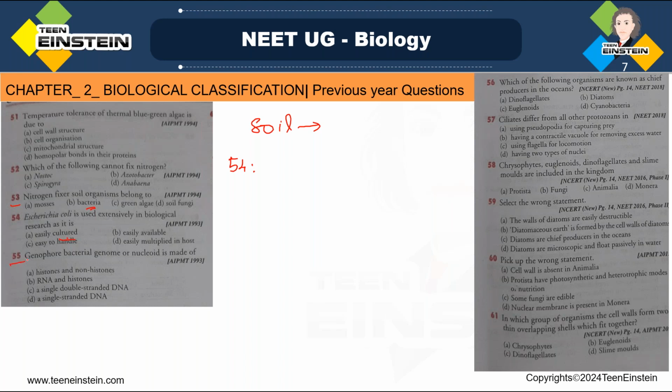Next, question number 55. Genophore, bacterial genome or nucleoid, that is made of: first option, histone and non-histone; option B is RNA and histone; option C is single double-stranded DNA; and option D is single-stranded DNA. So here, genophore, bacterial genome or nucleoid.